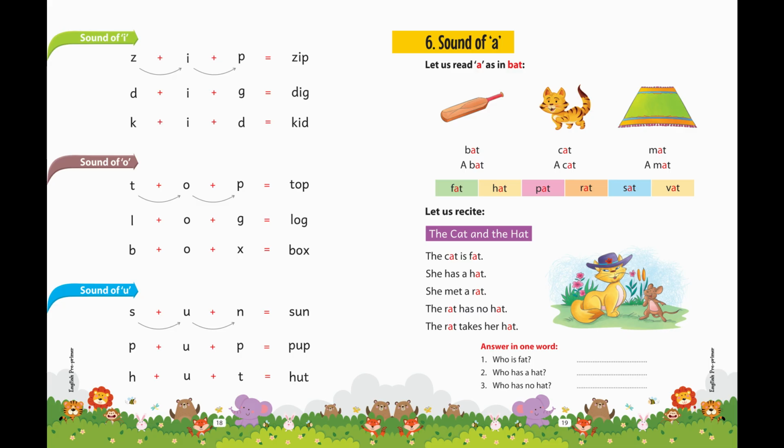Let us recite the cat and the hat. The cat is fat, she has a hat. She met a rat, the rat has no hat. The rat takes her hat, and she has big phone. The rat takes her songs, and she has begun.